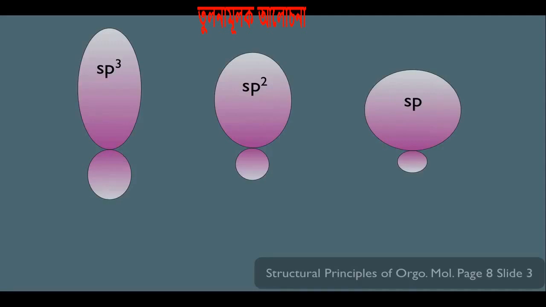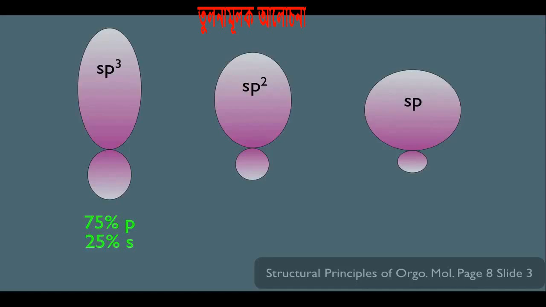Remember, the sp3 hybridized orbital is technically 75% p and 25% s. In other words, remember, he's 1 part s and 3 parts p. Since he has more p than s character, he takes on the shape more like a p orbital than he does a spherical s orbital.